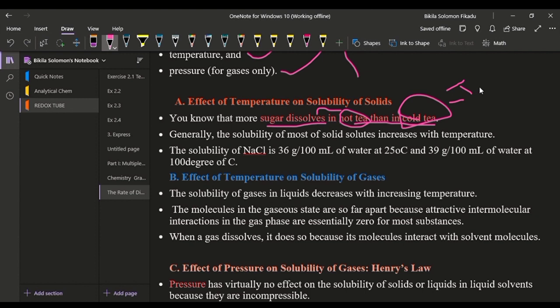Because what is the definition of temperature? Temperature means it is the hotness or coldness of substances.